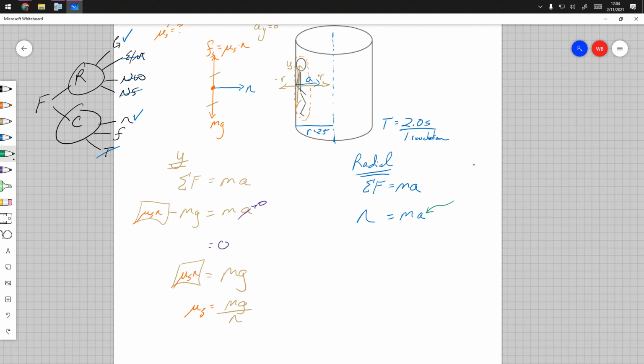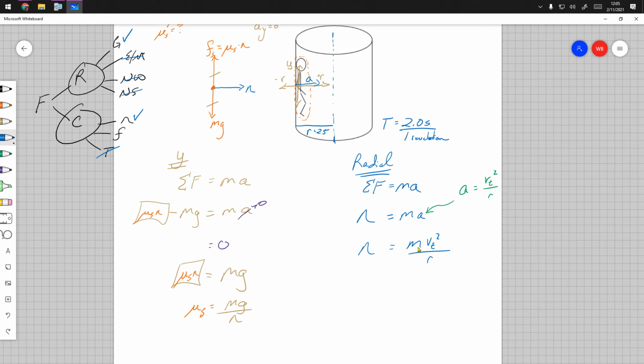I recognize that that acceleration is centripetal, and so that means that my acceleration is the tangential velocity squared divided by the radius there. So I can go and plug that in, so let's do that. I have the normal force is equal to m v_t squared divided by the radius.